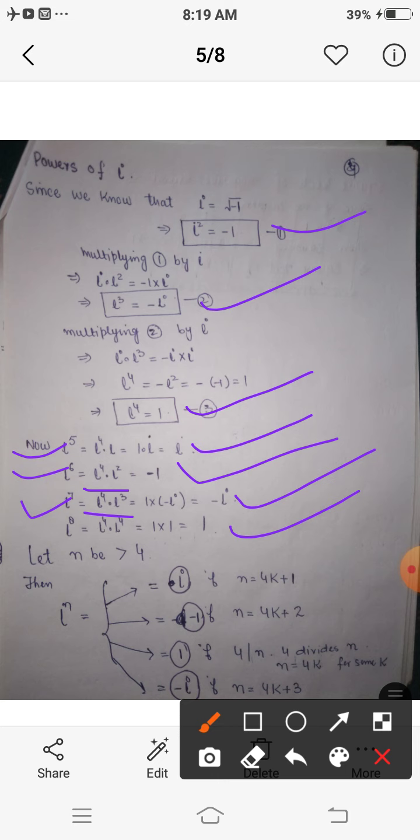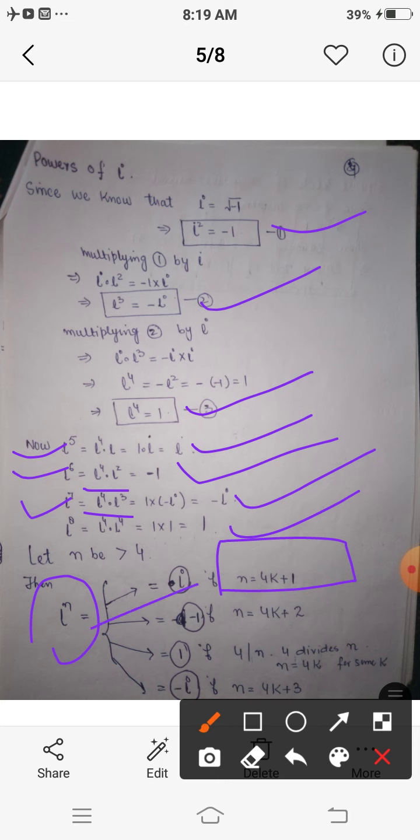So generally if we have a number which is greater than 4, there are 4 possibilities for this number. That is, if iota raised power n, where n is greater than 1 and this n is of the form of 4k plus 1, that is, on dividing this n by 4, the remainder is 1, like in 5. We can write this iota n as iota 4k into iota. Now iota 4k is simply iota 4 raised power k, which is 1 raised power k, that is 1 into iota, hence value is iota.